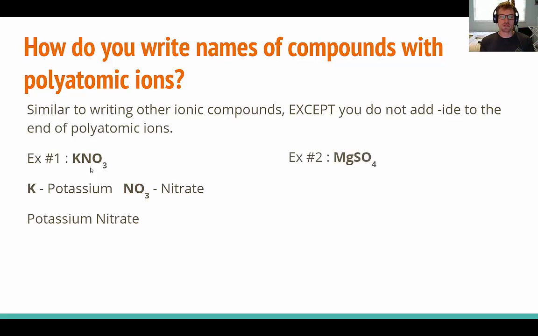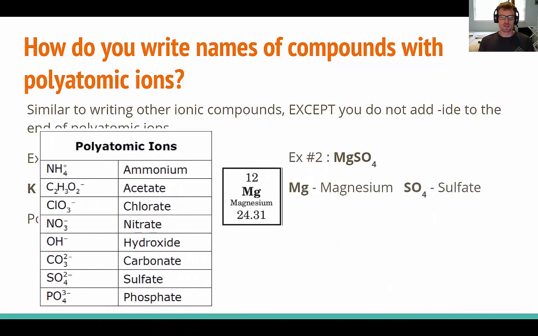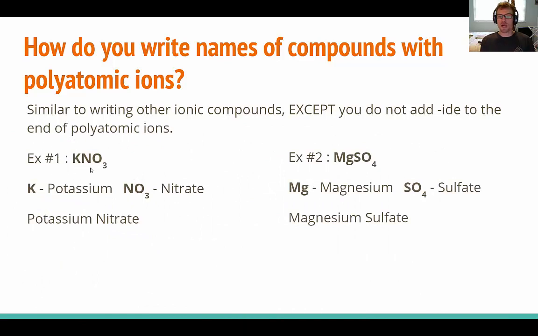Second example, we've got MgSO4. Mg is magnesium. SO4, we've got to look at our list, is sulfate. So this would be magnesium sulfate. Very easy. Now, it is possible for you to have a polyatomic ion first or to have multiple polyatomic ions. So, for example, ammonium is a polyatomic ion that will often appear first. So, like, let's say we had ammonium and then we had chlorine.